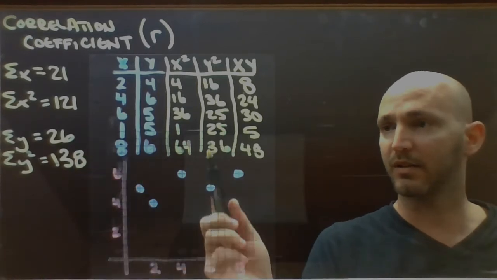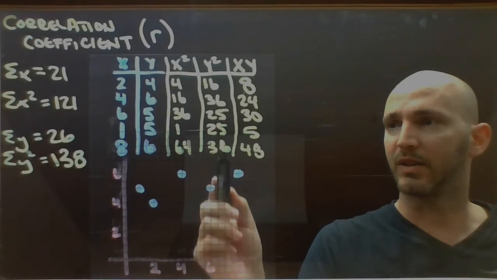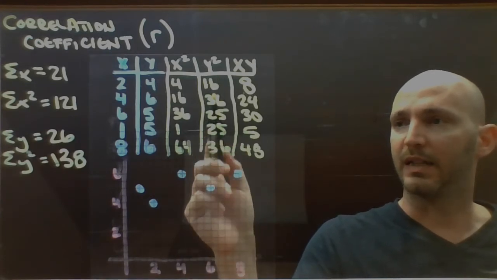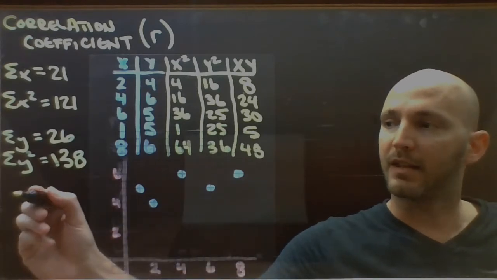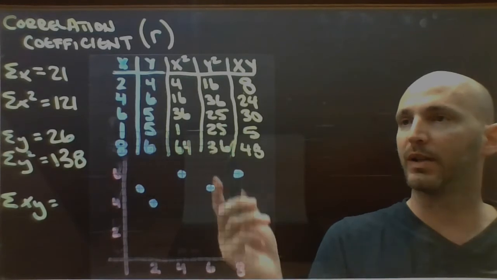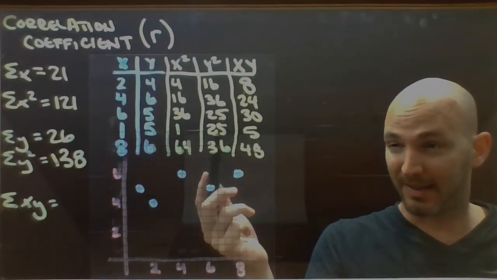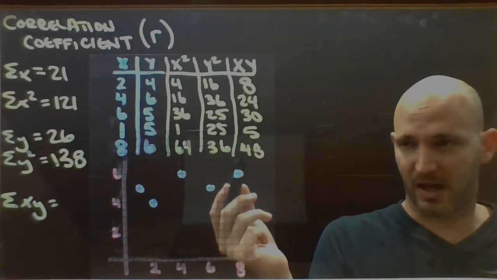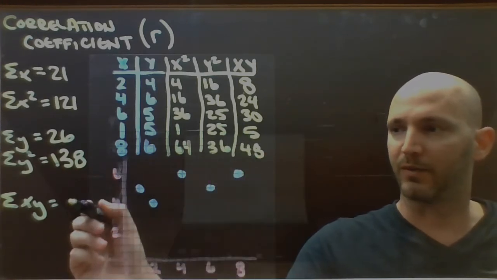I'm just going to check those. 36 and 36 is 72, 82, 88, 50 is 108. Good. And the last one, the sum of x multiplied by the y coordinate: 8 and 24 is 32, plus 30 is 62, plus 5 is 67. It's 107, 115.